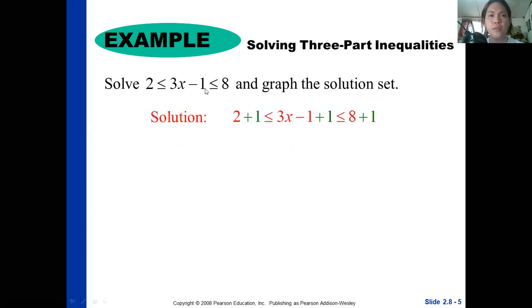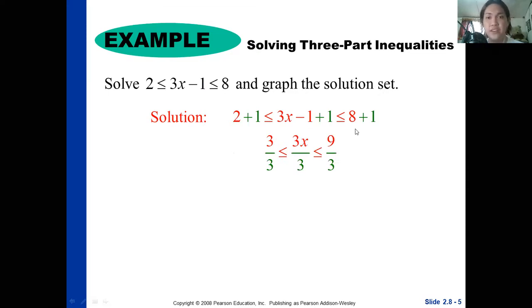So we can have 2 plus 1 less than or equal to 3x minus 1 plus 1 less than or equal to 8 plus 1. Why did we add plus 1? Because it's negative 1 in here. And again, we want to get the value of x. And to get the value of x, you must eliminate negative 1 by applying the addition property of inequality. So I want you to do it on your seats while watching this video discussion.